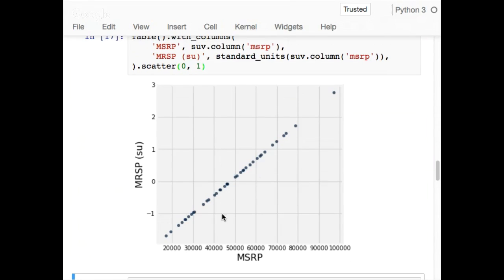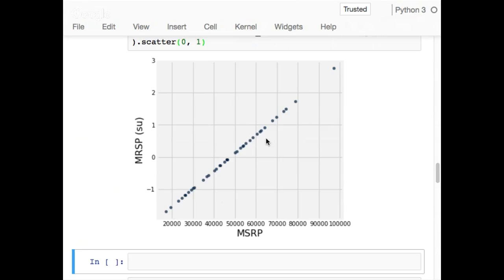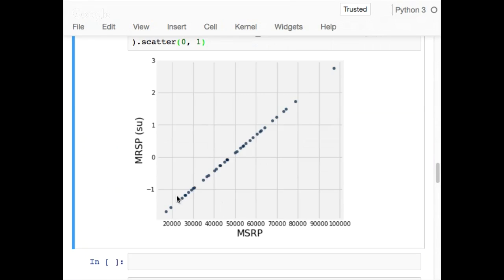So I can see that for every increase of x, there's the same increase of y, and that's a linear relationship. So that means that every point here stays on this perfect line that goes up like this. Okay, so that's not super important. I just wanted to get you thinking about standard units and how those relate back to original units.